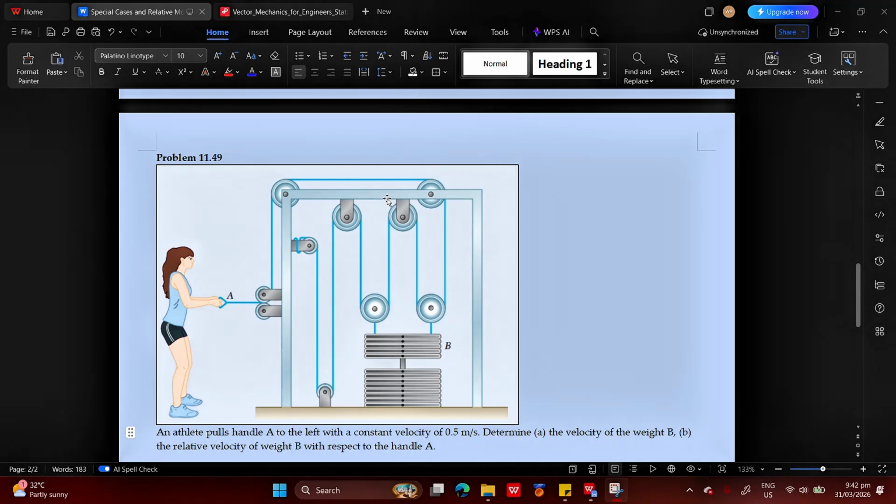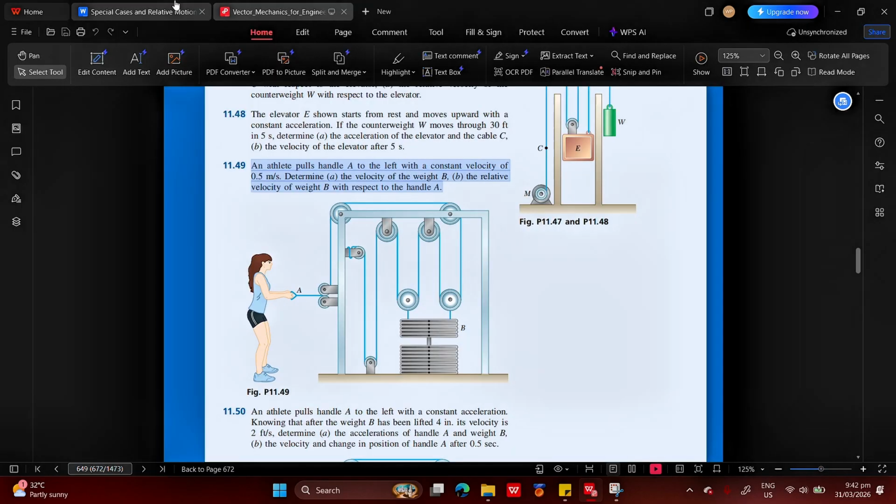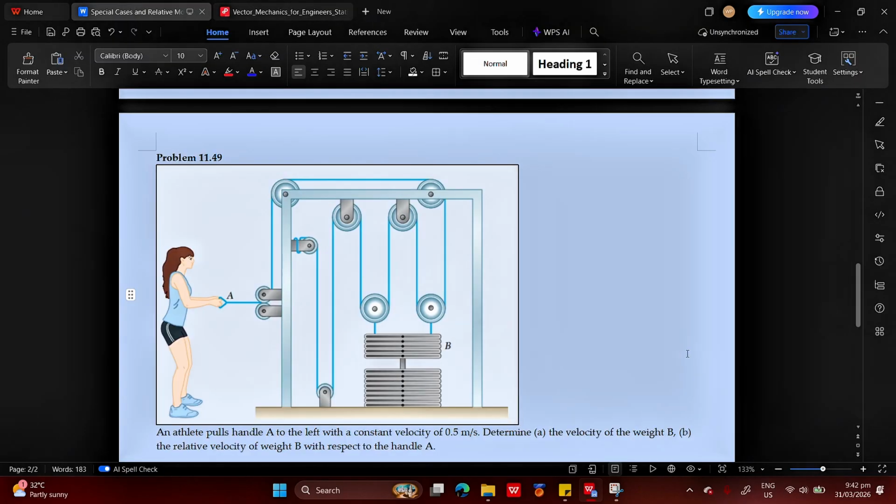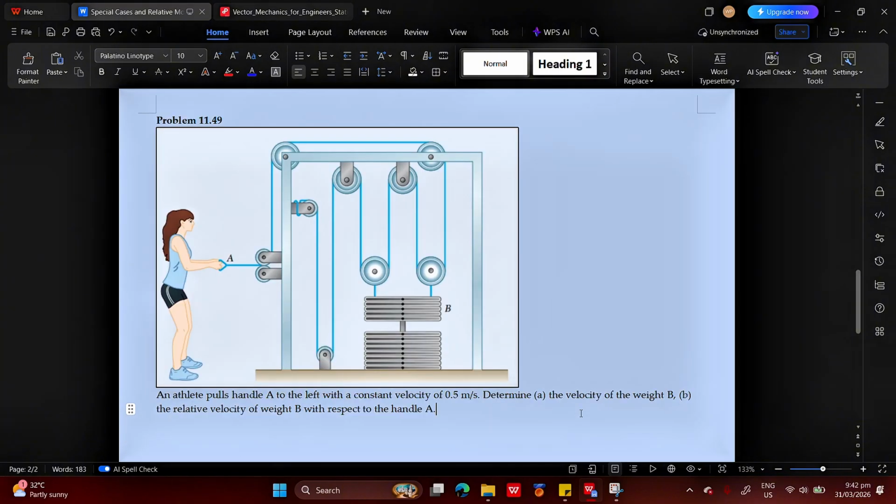Guys, once again, we arrived at this crazy, boring problem from the book. We're about to solve this one. It has no answer here, and we will try to answer it. So we find out that there is a girl lifting weights through a pulley. So how do we solve this?